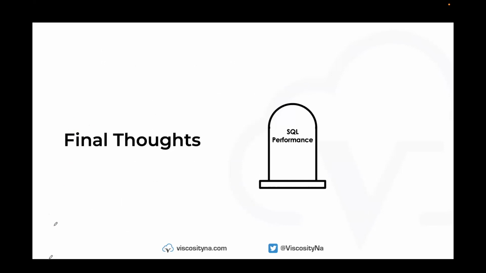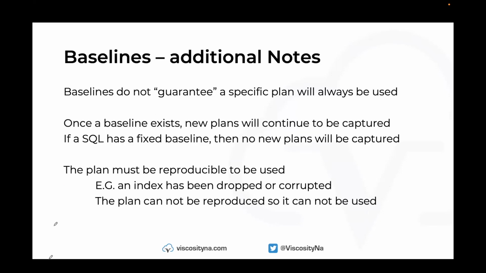Okay, so let me get to some final thoughts and then I'll answer the question there and we'll see if there's any other questions. Baselines don't guarantee a specific plan will always be used. Again, the optimizer has to be able to generate that plan in the first place, but if it generates it in its list, so maybe it generates 50 ways to do that statement, if the baseline is in that 50 ways and the baseline is accepted, then Oracle is going to choose the baseline, right?